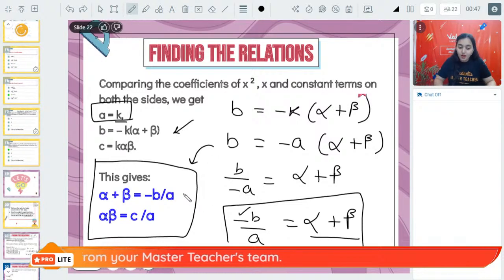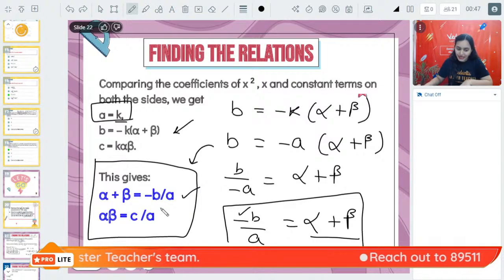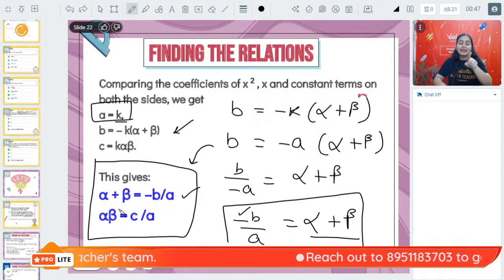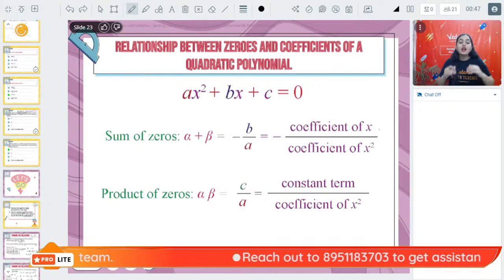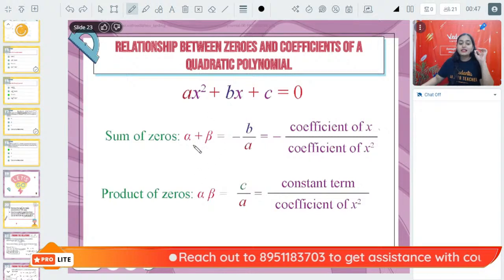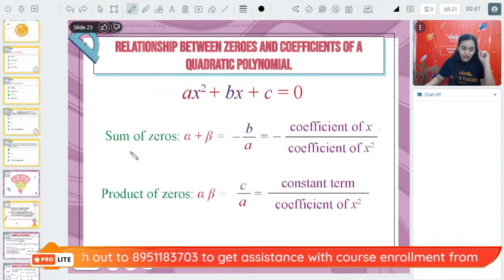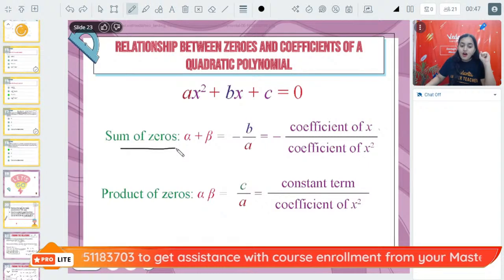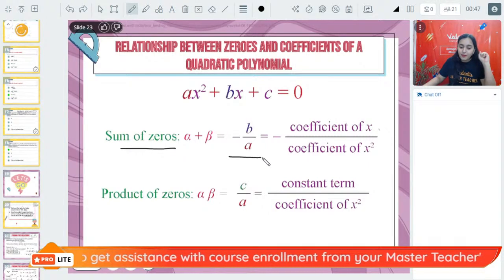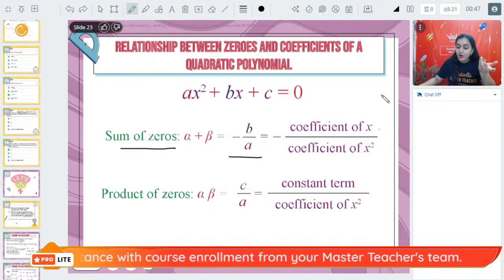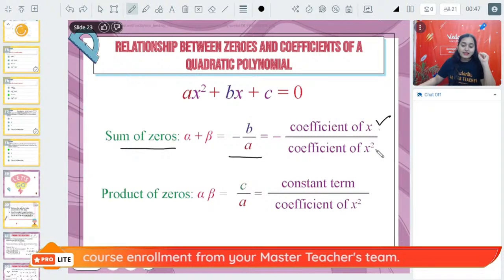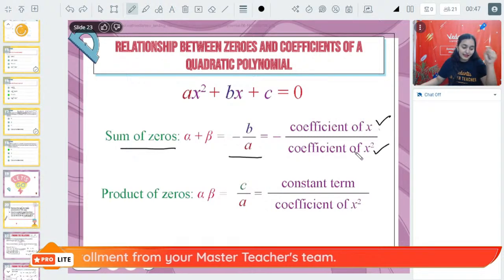And what is the formula? Alpha plus beta is minus b upon a. Alpha into beta is c upon a. Okay. So what is alpha and beta? Zeros of the polynomial. So we have come to the conclusion that the sum of zeros is minus b upon a. What is minus b upon a? Coefficient of x upon coefficient of x square.